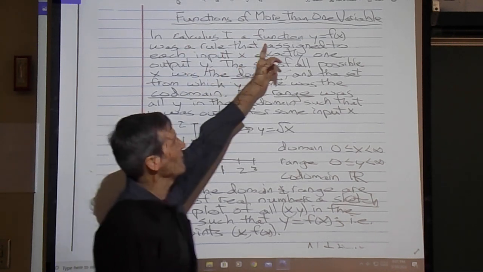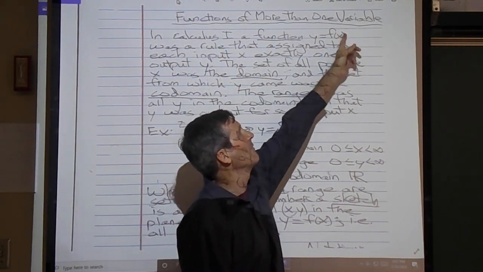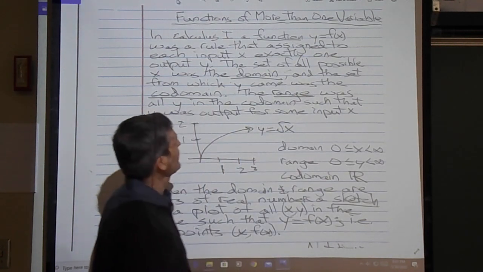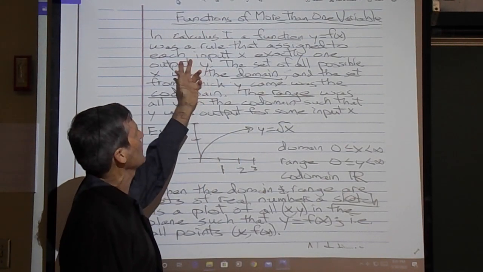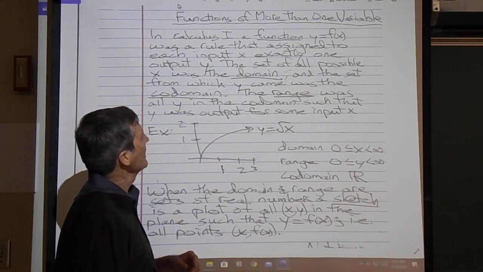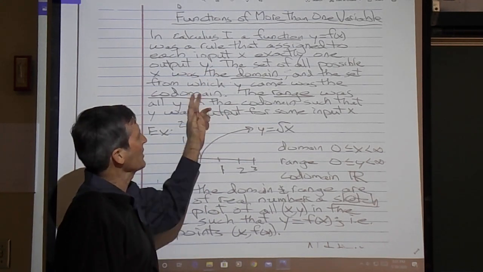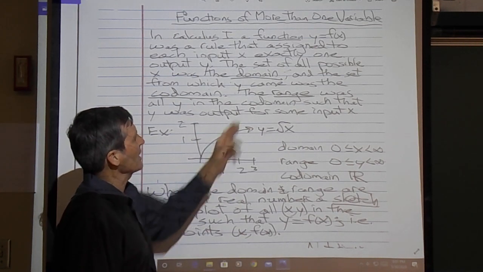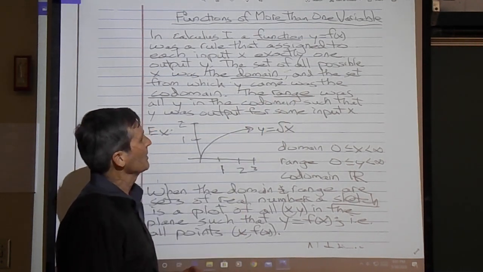In Calculus 1, you can have a function y equals f of x of one variable x, and get out one output y, and we said a function is just a rule that assigns to each input in some set of allowed inputs called the domain exactly one output from a set called the codomain, a set of allowed outputs. And then what outputs actually occur are called the range.